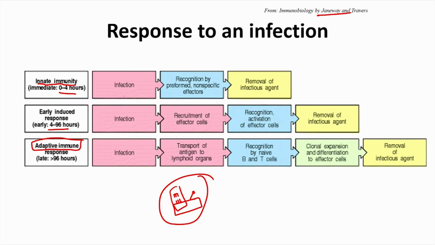So, what are the different responses? Of course, infection is common to all of these, and the innate immunity is going to be recognition by preformed non-specific effectors, as I just said. So, this is non-specific. Anywhere this finds it, whether it is a bacteria, a virus, one kind of bacteria or some other kind of bacteria, it is going to bind to it, and that is going to activate the immune response, and it is going to remove the infectious agent.